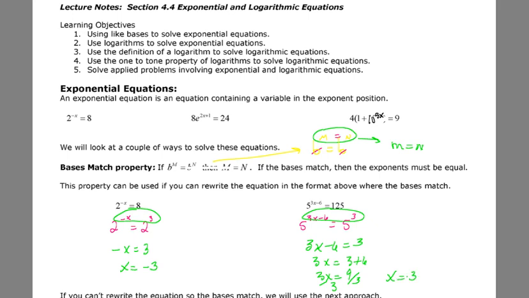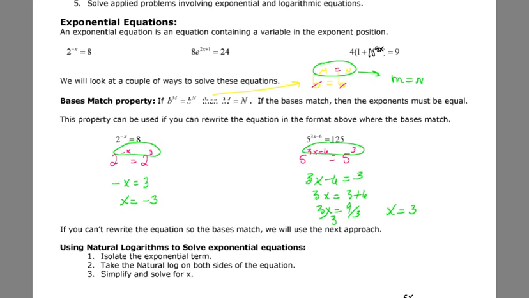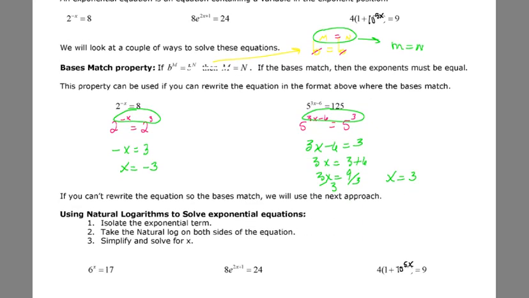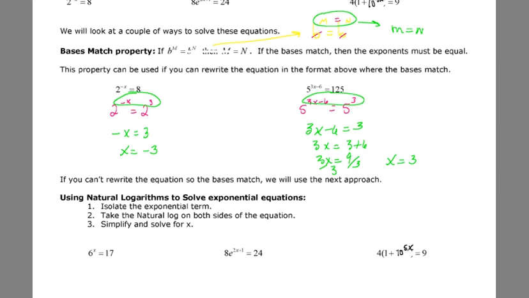So for exponential equations, check to see if you can make the bases match. If you can't make the bases match, you can't solve it that way, then what we'll do is we will use the inverse of the exponential, which is the logarithm, to solve an exponential equation. But we first have to isolate the exponent term. Then what we'll do is we'll take the natural log of both sides and we'll simplify and solve for x. Let's look at this first one. 6 to the x equals 17. I can't think of a perfect power to write 17 as 6 to some perfect power. But I can use the natural logarithm to solve this.